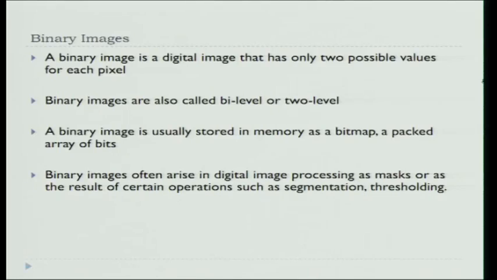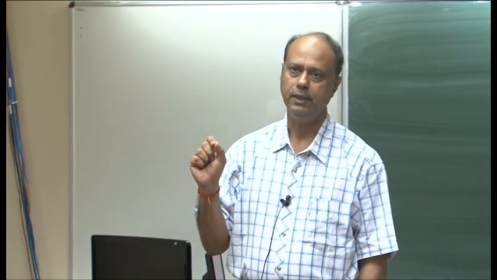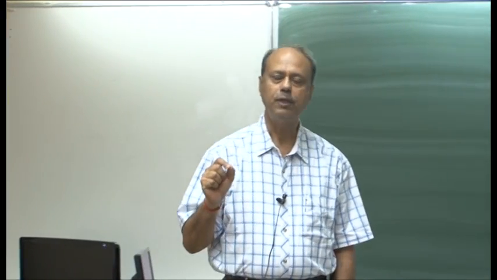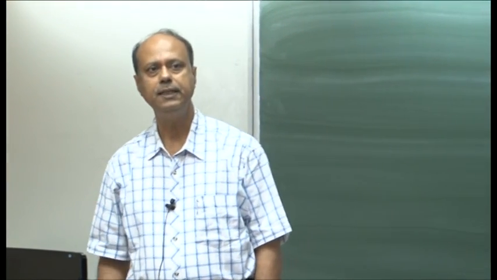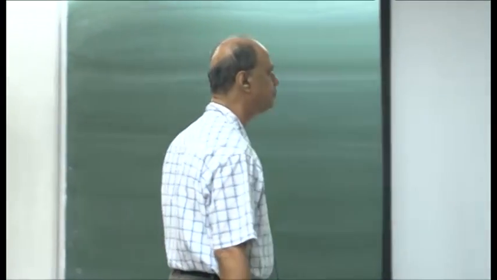Now, what do you mean by binary image? The name itself tells you that it has 2 numbers. As I told you, the image is m cross n, and the ijth element is represented by Iij, which contains one value, that is either 0 or 1. That is why it is known as a binary image. Sometimes we call it a bi-level or 2-level image.